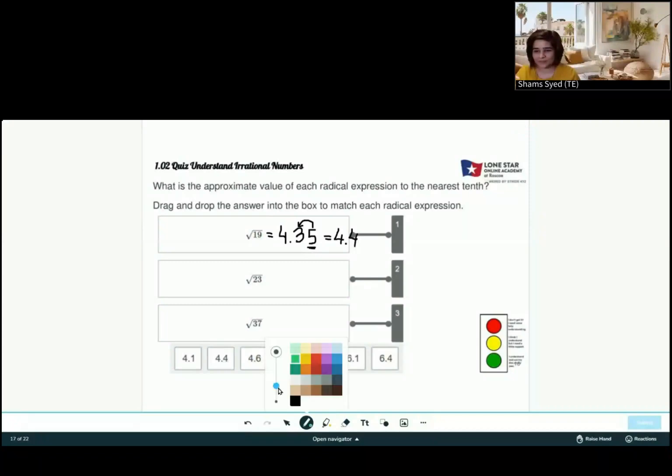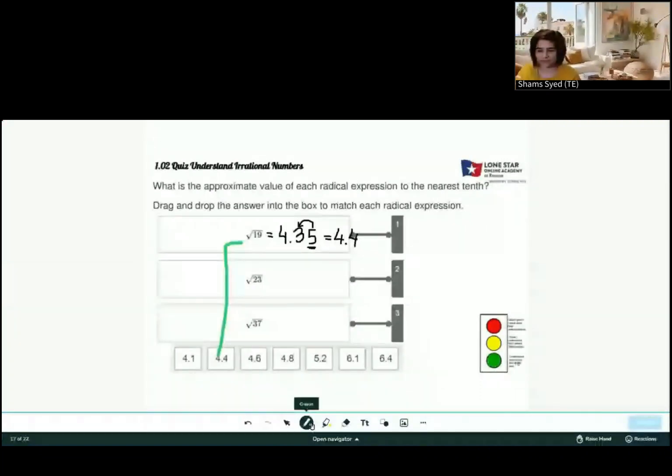You guys see the answer, right? Very good. Violet, Shamir, Danton, Kristen, Vida. 4.4 looks like the right answer for square root of 19. Square root of 23. How much do you guys get? 4.8. Square root of 23, 4.8. Okay, you guys are actually going a little bit faster than myself. It is going to be 4.8.